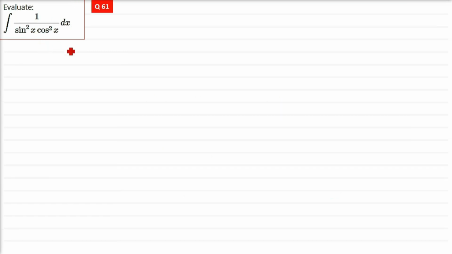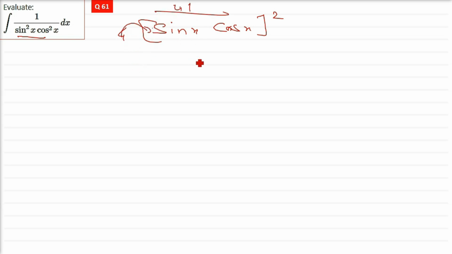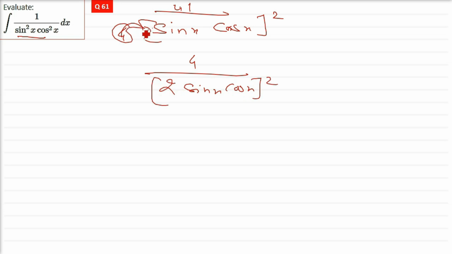1 by sin square x cos square x. Now sin square x cos square x is simply sin x cos x whole square. Now you can have a 4 in front of this in numerator and denominator. With that, the purpose we are going to solve is, if you have 4 in numerator and denominator, this 4 can be taken inside. It will be 2 sin x cos x whole square.